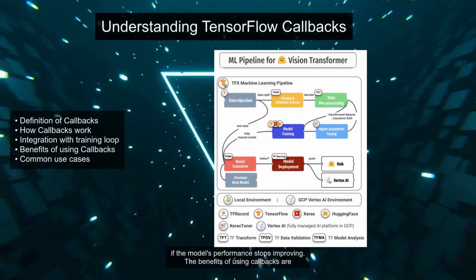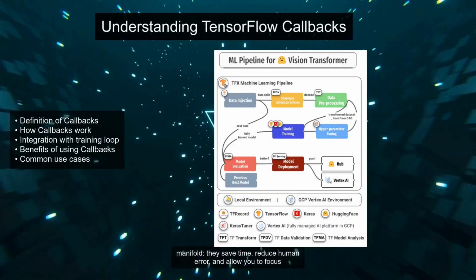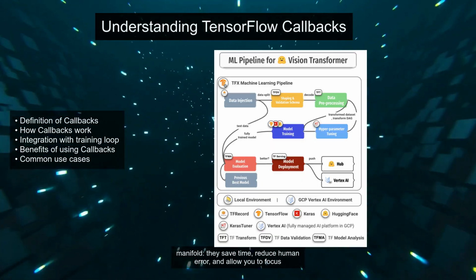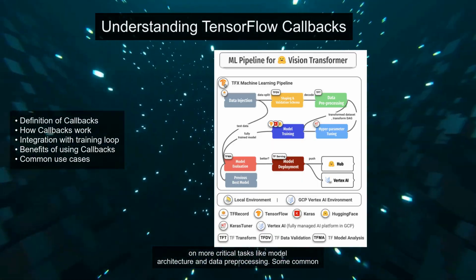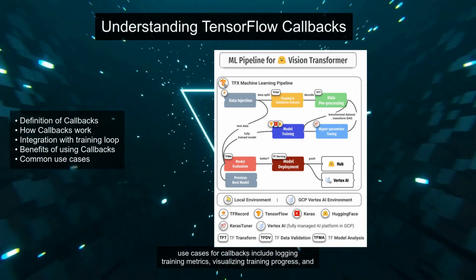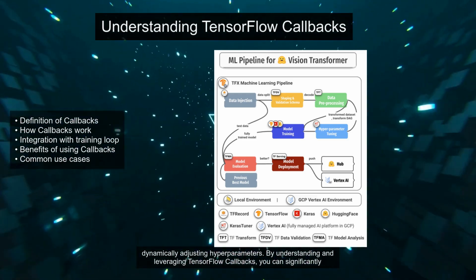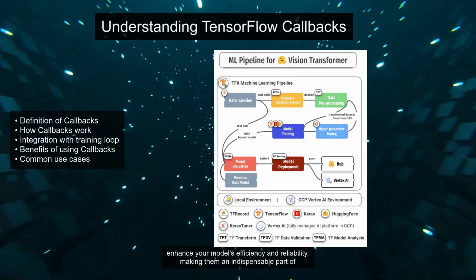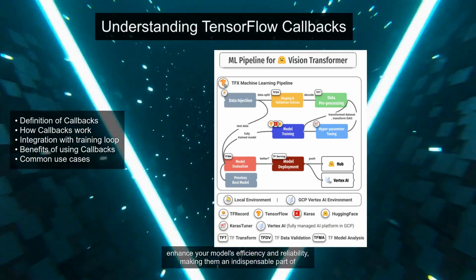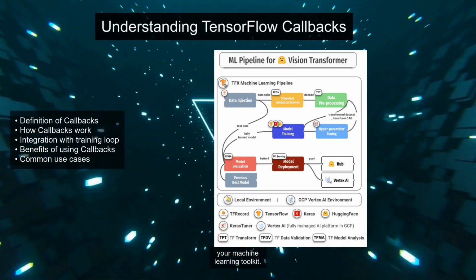The benefits of using callbacks are manifold. They save time, reduce human error, and allow you to focus on more critical tasks like model architecture and data preprocessing. Some common use cases for callbacks include logging training metrics, visualizing training progress, and dynamically adjusting hyperparameters. By understanding and leveraging TensorFlow callbacks, you can significantly enhance your model's efficiency and reliability, making them an indispensable part of your machine learning toolkit.